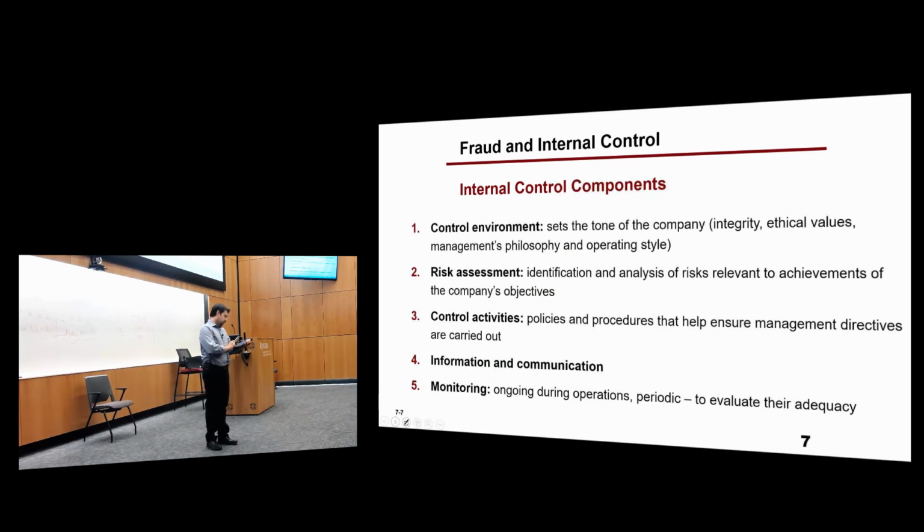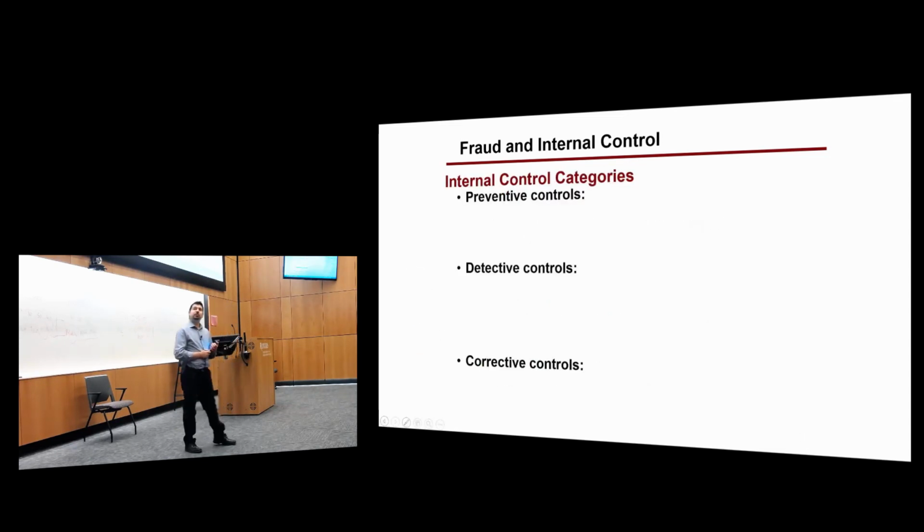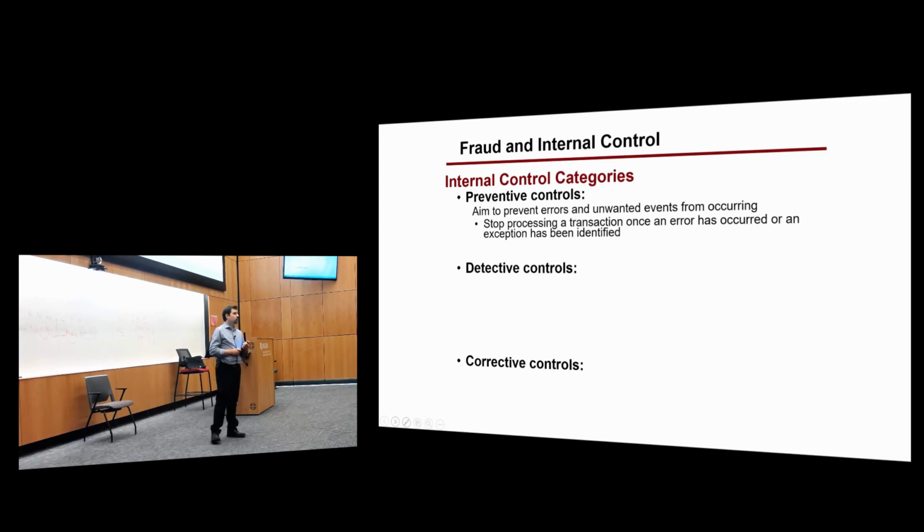Okay, we talked about this. Now, there are different types of controls. You have, as the name suggests, preventive controls. Those are controls that would prevent a certain transaction from even occurring at the beginning, like, for example, entering the same invoice twice for payment. If you enter the same invoice number twice, the company can have a preventive control that would reject that transaction. Okay?